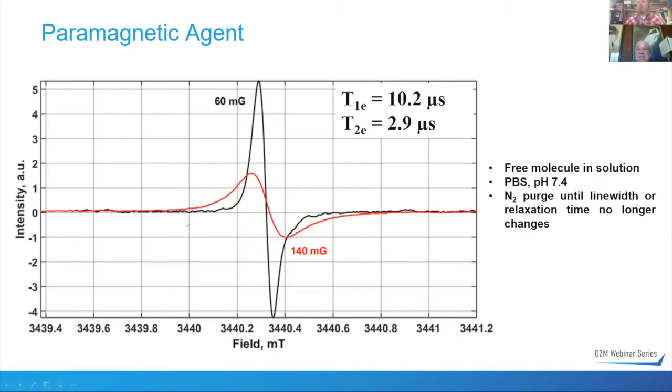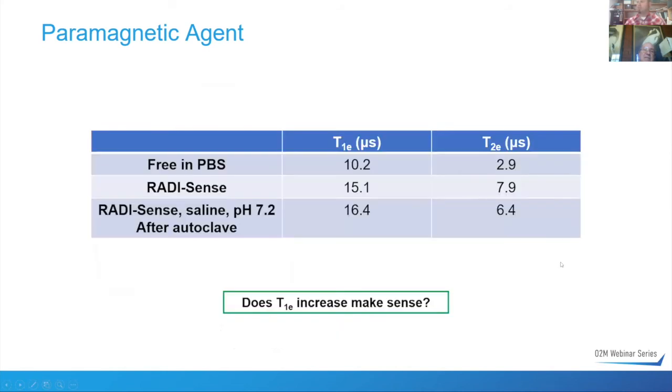And so, okay, it works fine when it's in solution. This is just free, in PBS, pH 7.4. When you attach it to the nanoparticle and encapsulate, you see the T1E increases by 5 to 6 microseconds. And so we step back and we say, does that make sense?